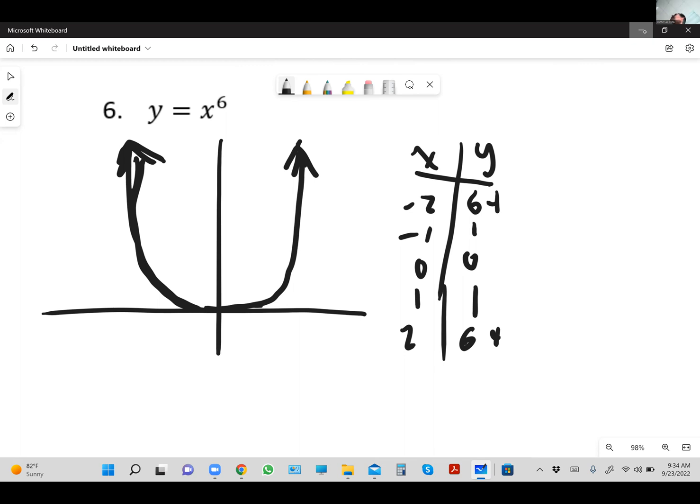Show me that you understand it's a flatter parabola. I would do just a few coordinates to show that you can do simple math. And that's it.